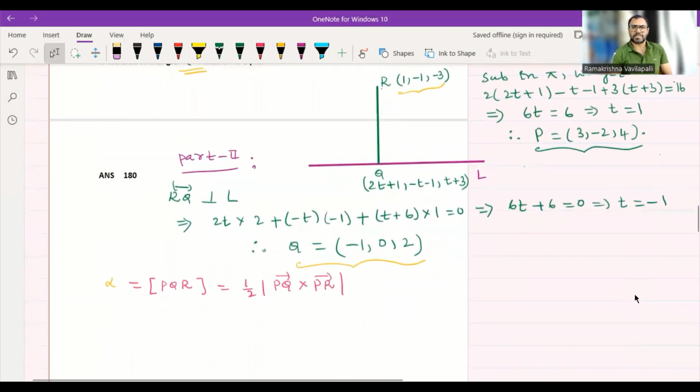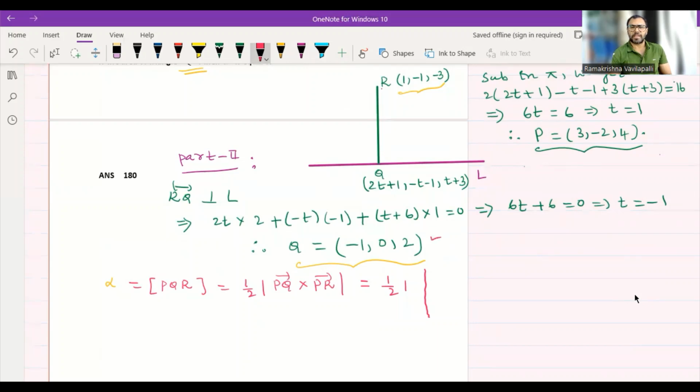Okay, so this is nothing but simply the cross product of two vectors and taking the magnitude. So half into magnitude of PQ vector. What is PQ vector? This is P and this is Q.